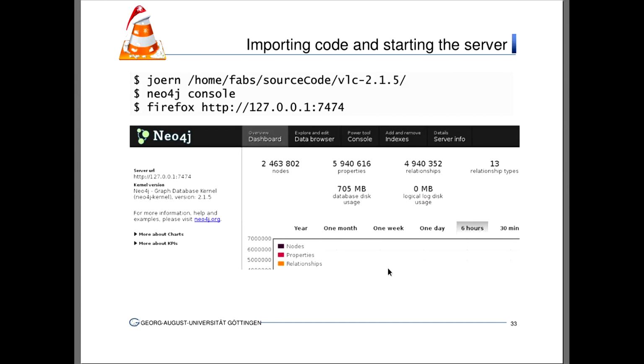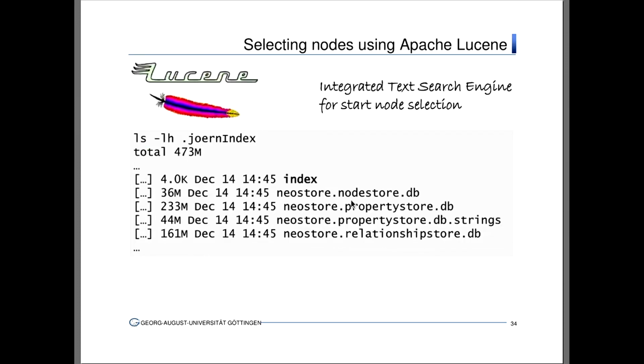You start the database server, and you can then point your browser to port 7474, and you'll get some basic statistics over what's inside the database. So you can now see for VLC, it's created about 2 million nodes, 5 million properties, 4 million relationships, and so on. And it uses about 705 megabytes. Yeah, so it's storable. All of these experiments are being done on a laptop, so you don't need a server farm to operate this kind of stuff.